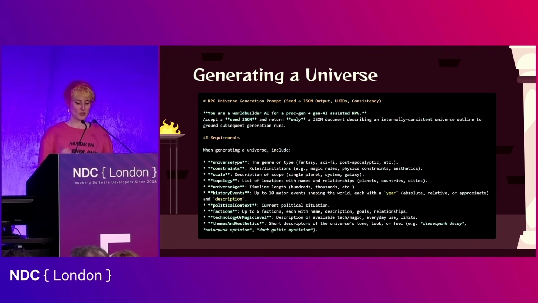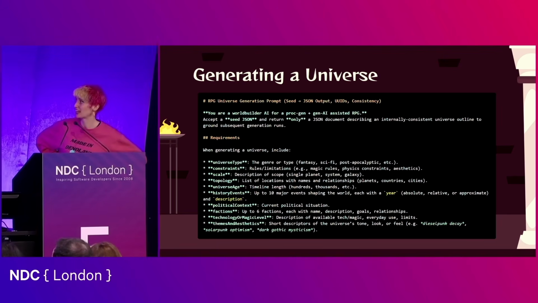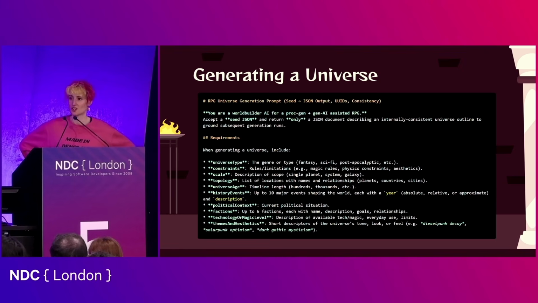AI performs best with short, specific tasks and clear schemas. So I don't know if you can see that here, but it says, you are a world builder AI for a proc-gen and gen AI assisted RPG. You accept a seed JSON and return only a JSON document describing an internally consistent universe outline to ground subsequent generation runs. I then have a list of requirements for what I want a universe to look like. So these are just a description of that JSON that I showed earlier. So we must have a universe type, we must have rules, we must have scale, and so on.